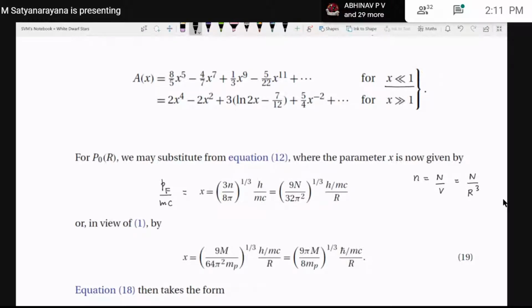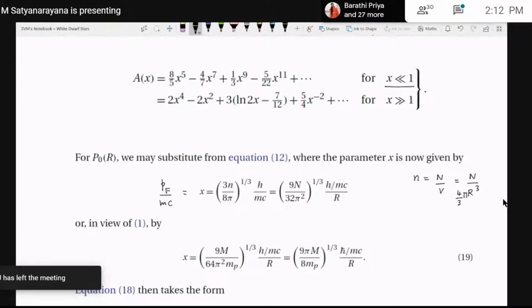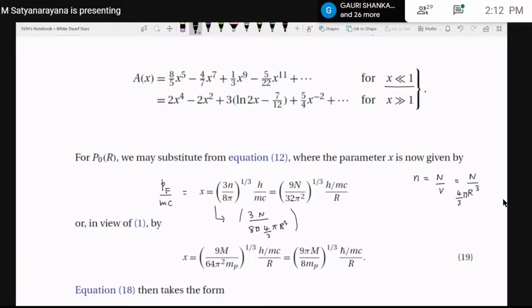If you assume that R is the radius, and this is like a spherical ball, this volume is going to be 4 by 3 pi R cube. Correct? So if you substitute that one in this expression, then you will have 3N divided by 8 pi into 4 by 3 pi R cube, to the power 1 by 3, into h by mc.